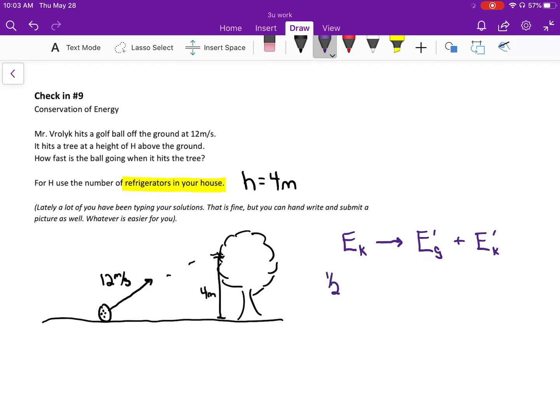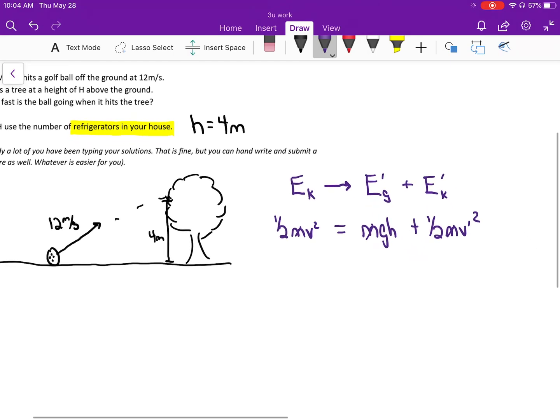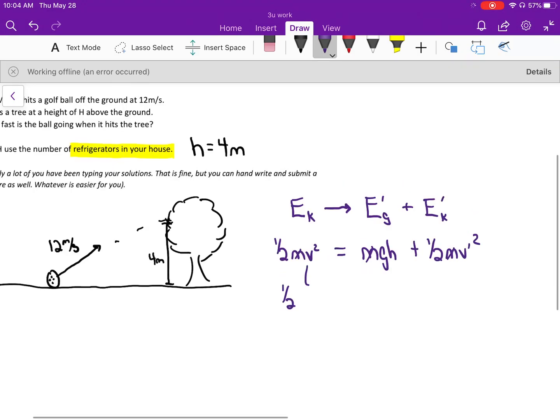Kinetic energy is 1/2 mv squared. Gravitational is mgh. And then kinetic 1/2 m v prime squared. The m's cancel out, as is often the case in this type of question. This is where some people goofed. The 12 should be on this side of the equal sign all by itself.